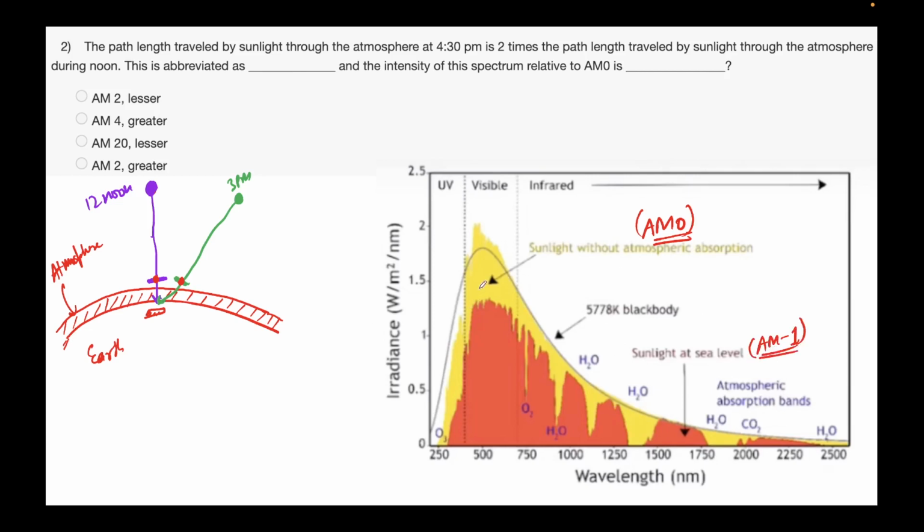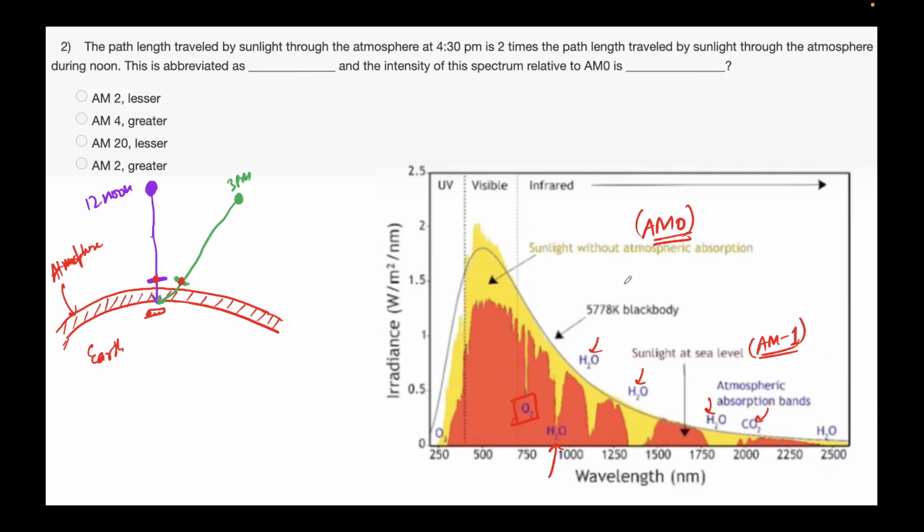As you can clearly see, between yellow and orange there's significant absorption. You can also see some dips. This dip here is due to oxygen, here it's due to water vapor. There are multiple absorptions due to water vapor, and here is CO2 around 2 microns. So some of the sunlight coming onto the surface of the Earth is being absorbed, and that depends on the path length. When it's directly overhead, we call this AM1, the least path it can have.